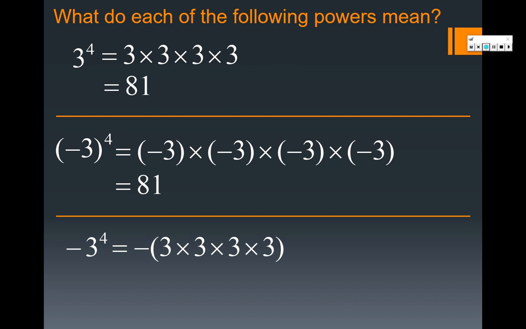And by the way, your calculator knows. If you put it in with a bracket, it'll come out to positive. If you don't put it in a bracket, it'll come out to negative. And that's correct. But some calculators automatically put the bracket in, and some calculators automatically don't put the bracket in. So you're going to have to get to know your calculator when you type these in and make sure.